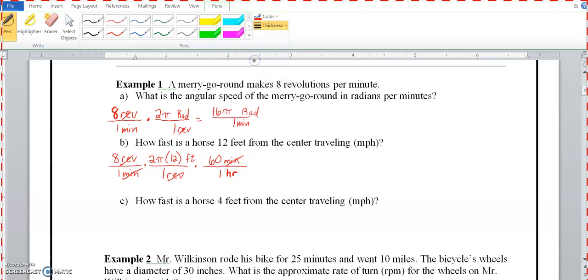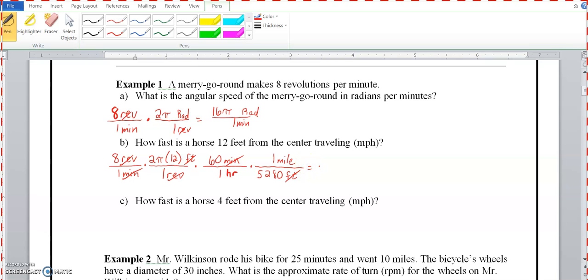Yep, it always goes back to the thick pen. Okay, so now we have hours on bottom, which is good because we want miles per hour. But we still have feet, so now we have feet per hour. We need one more conversion, and that says that 1 mile is 5,280 feet. So the feet numerator, feet denominator cancel, and we get our miles per hour.